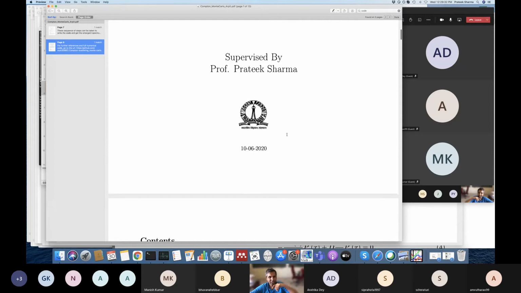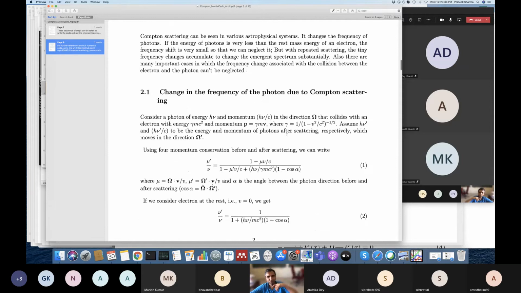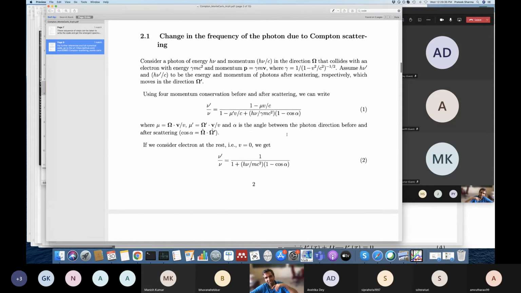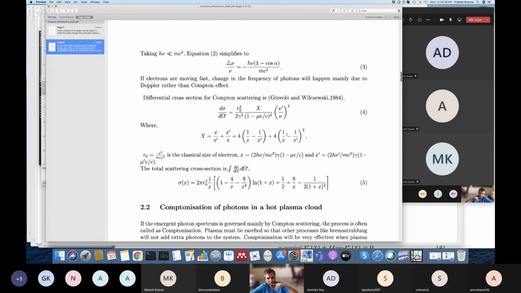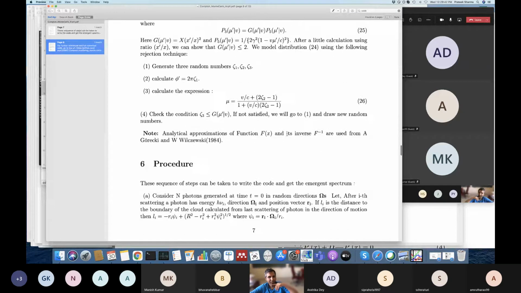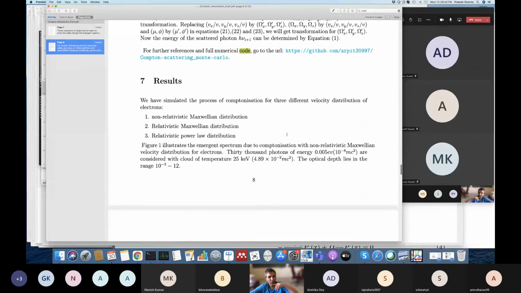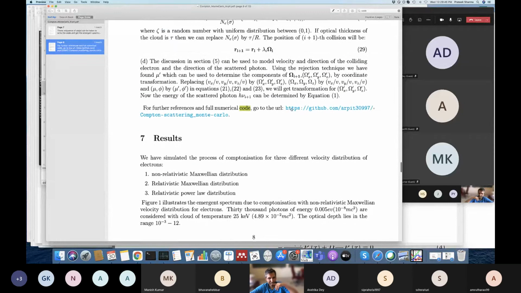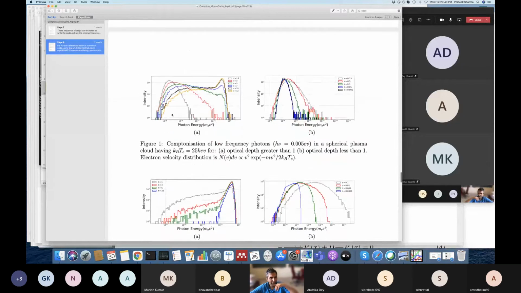So this is actually quite useful if someone is interested in knowing a little more about it. He has shown what exactly is done, and he's also shared the code, and you actually see that the photon spectrum indeed gets modified if the optical depth is high.